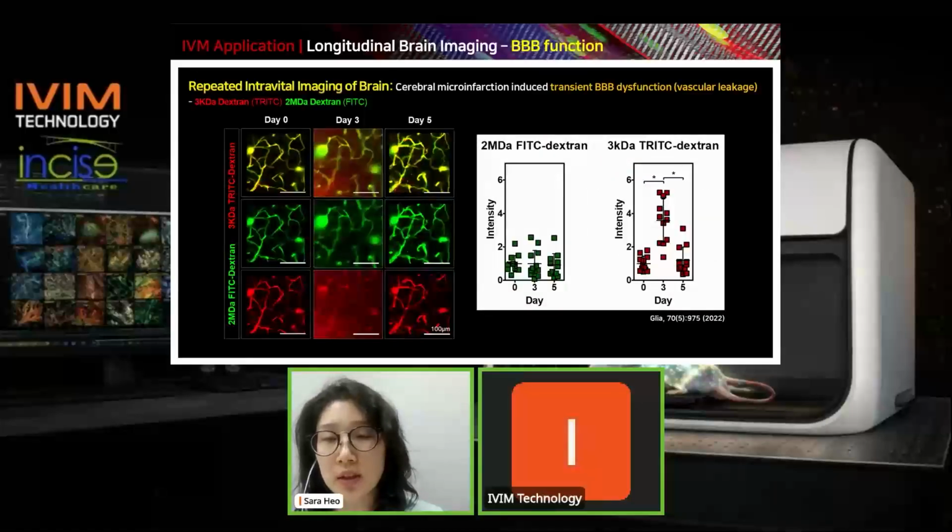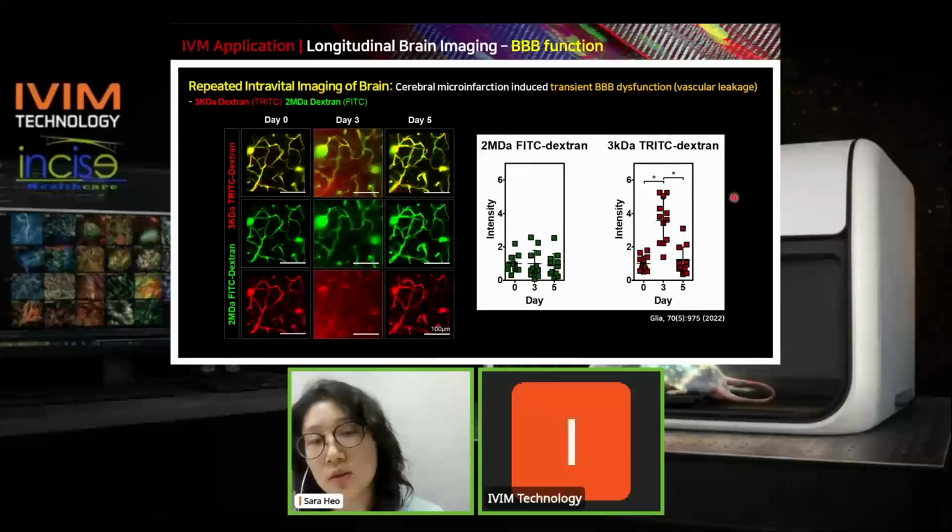And in this same application, not just the immune cells, but the blood flow was observed using the intravital imaging. So here the 3 kDa dextran and 2 MDa dextran was used to observe BBB dysfunction after cerebral microinfarction was induced. You can see that in these intravital images, that there are signals of these dextrans noticed outside the vessels on day 3, indicating the loss of BBB function. But also that some of these vessels are recovered by day 5, and is saying that BBB is in function as well. And you can see that these signals can be turned into a graph because the intensity is quantified.